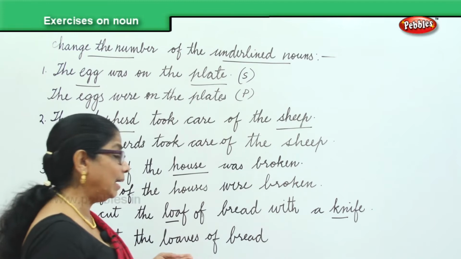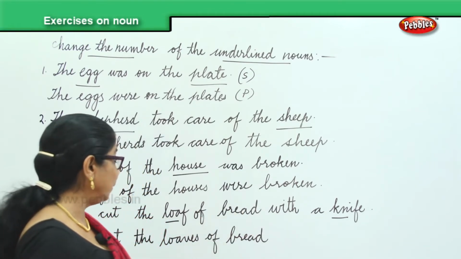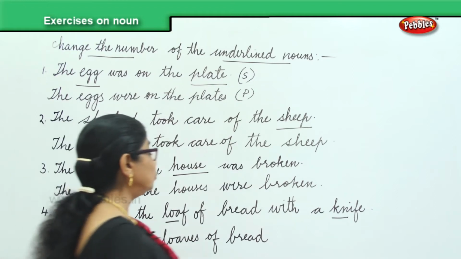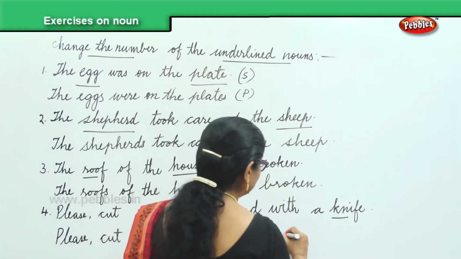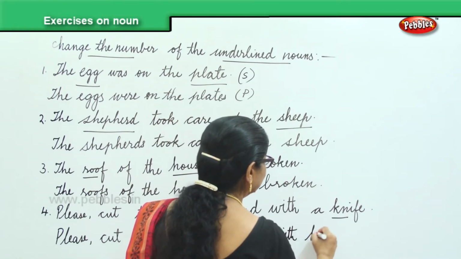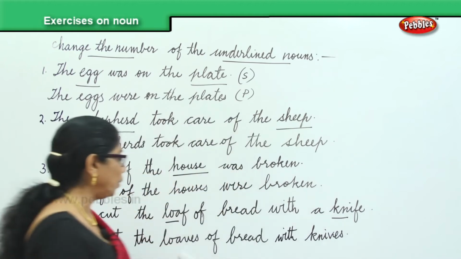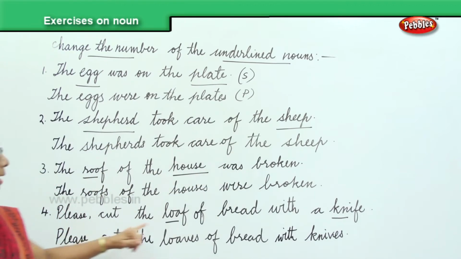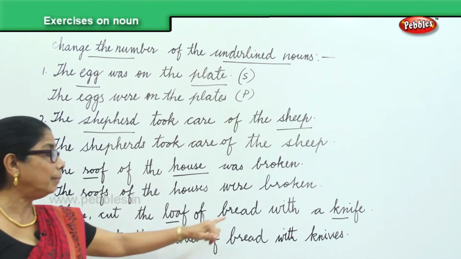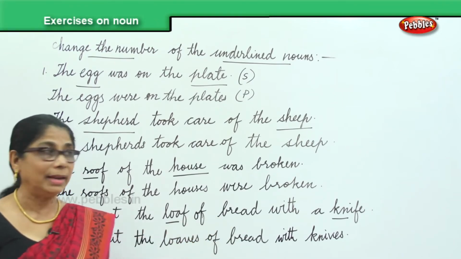One loaf of bread, many loaves of bread. Please cut the loaves of bread with knives. You take away knives. Knives. So you see the plural form, singular form. Please cut the loaf of bread with a knife. Please cut the loaves of bread with knives.